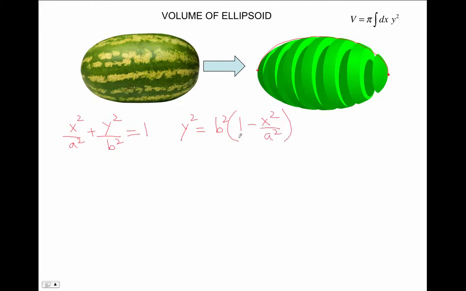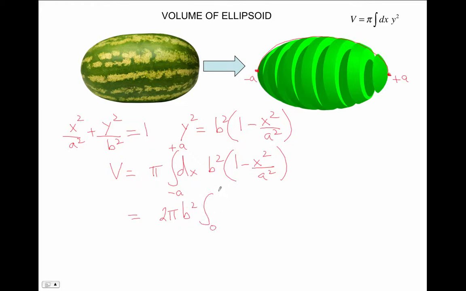Our volume formula therefore gives us pi integral dx, and the integral runs from x equals minus a to x equals plus a. So we start from here, x equals minus a, end over here at plus a. And inside we have, of course, b squared into 1 minus x squared over a squared. So that now I will write as 2 pi b squared with the integral running only from 0 to plus a. I've again used the fact that this is an even function. And inside we have 1 minus x squared over a squared.